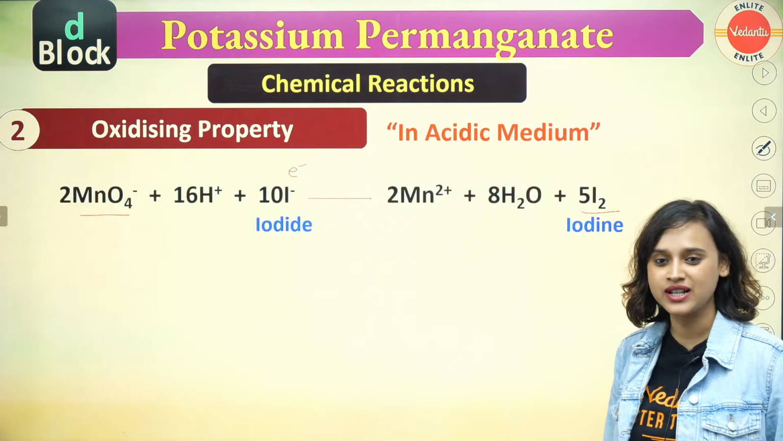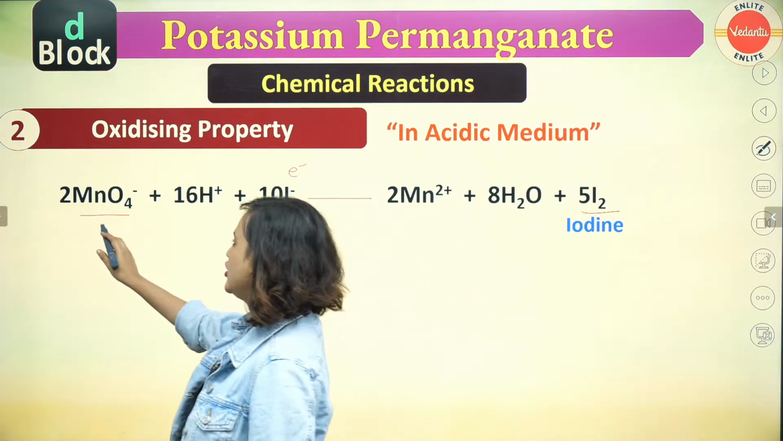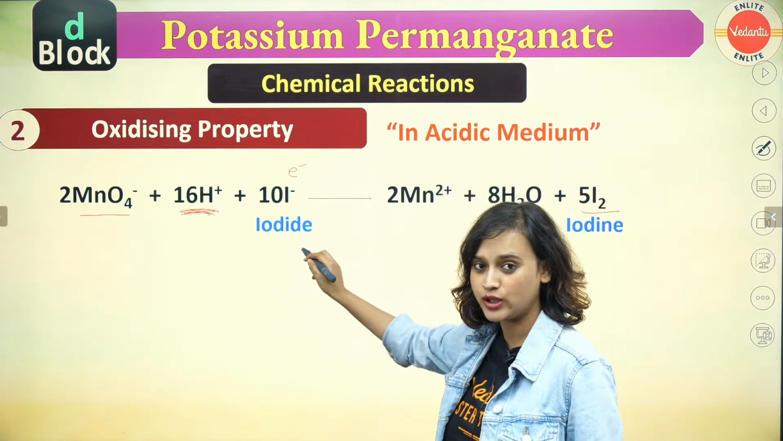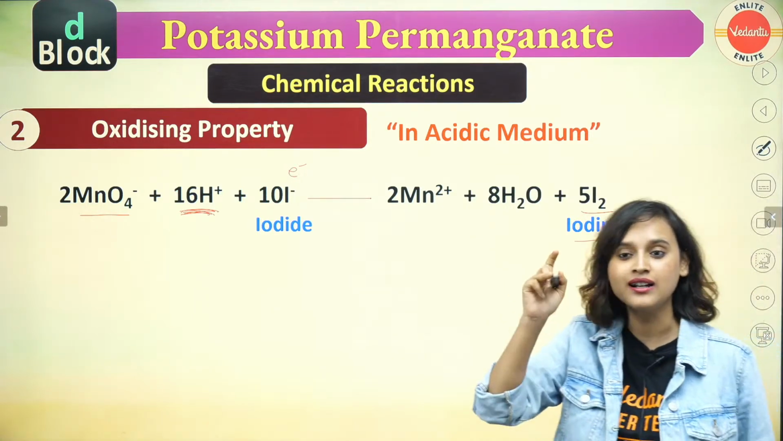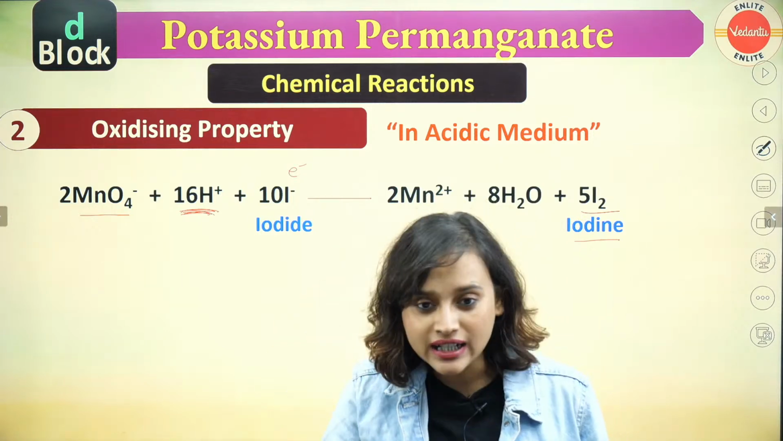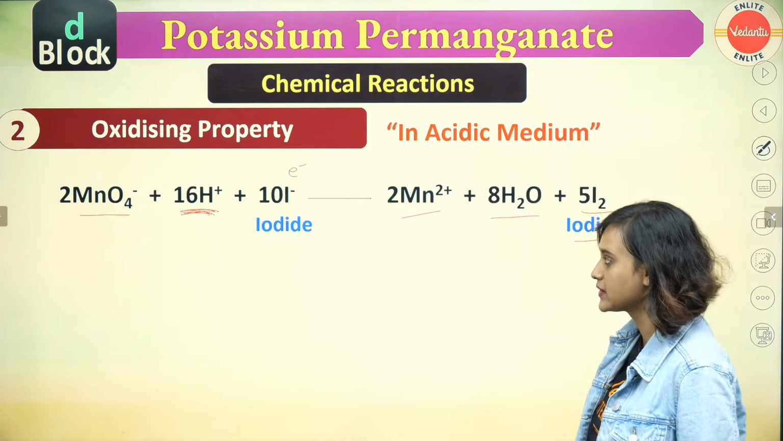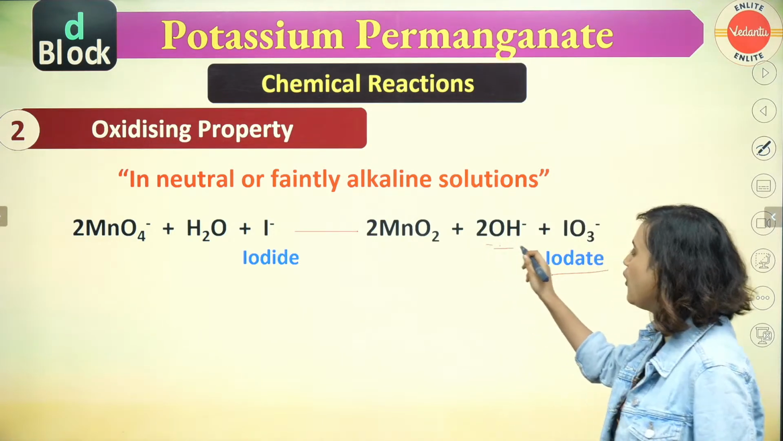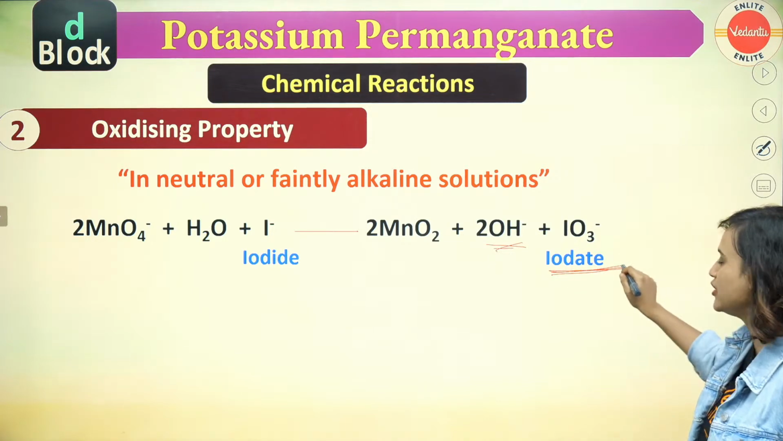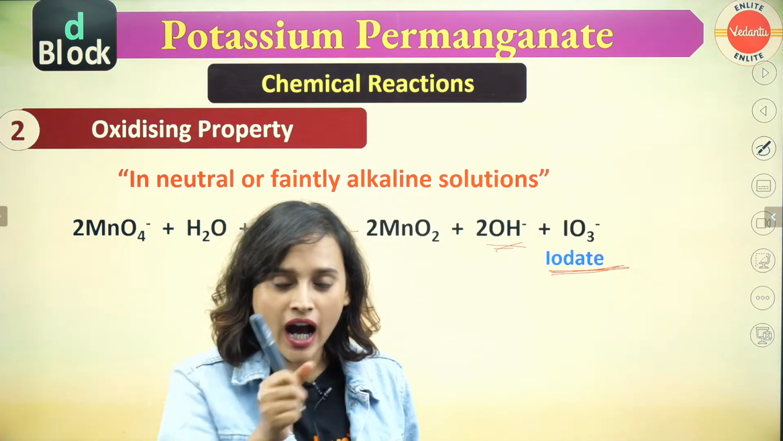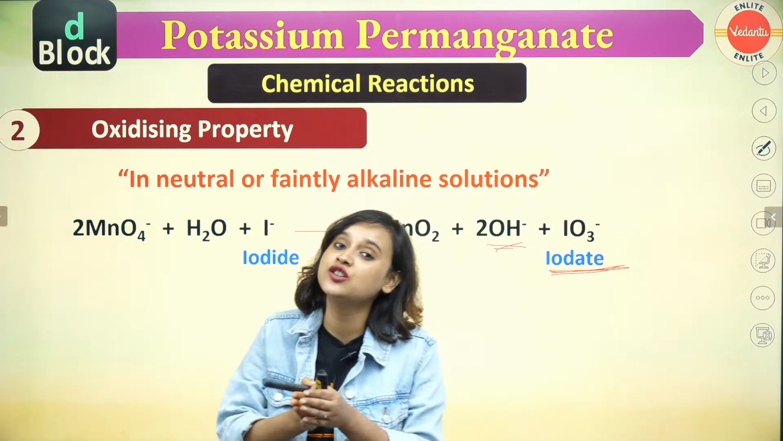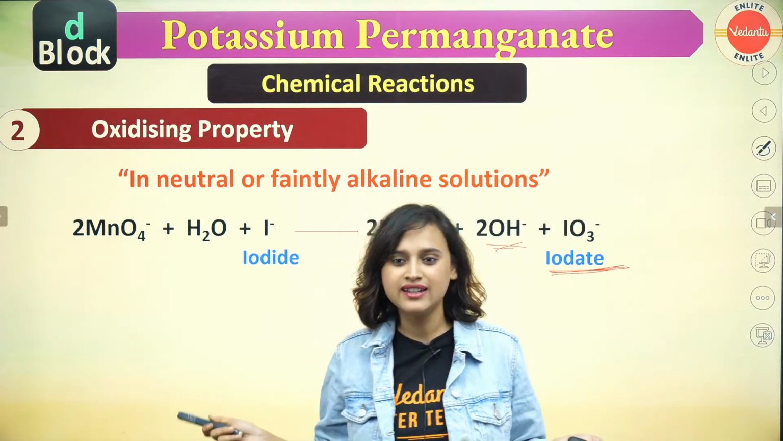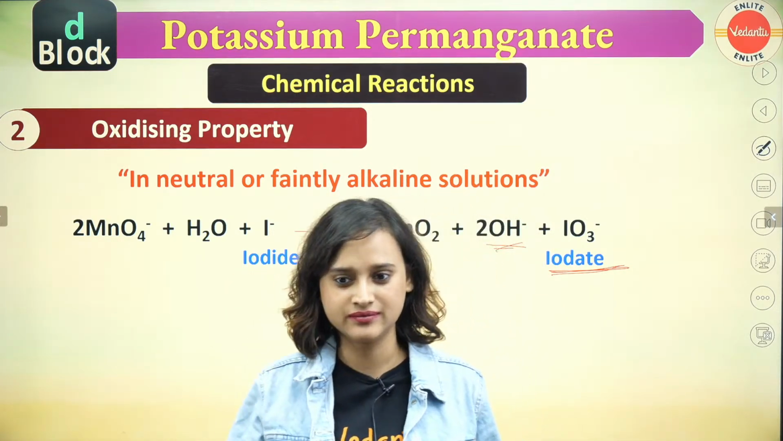Alright, let's do the acidic medium once again. See what is happening here. MnO4- in acidic medium, H+ ion, so acidic medium, and you are giving iodide. Iodide changes to iodine in acidic medium and it produces Mn2+ and water. But in case of faintly alkaline solution, what do you get? You get OH- and iodate. Once again, everybody, in acidic medium, iodide becomes iodine. In faintly alkaline solution, iodide becomes iodate. Is this clear? These are the only differences. Easy? You can learn it in one day. Correct? Yes?